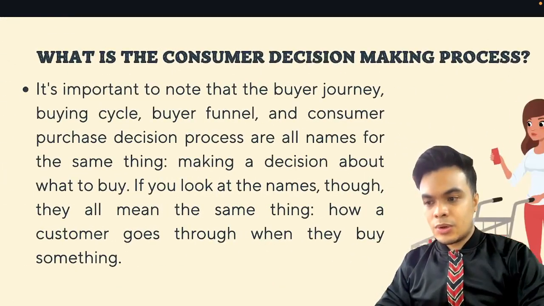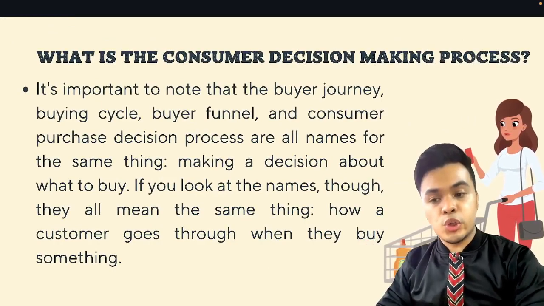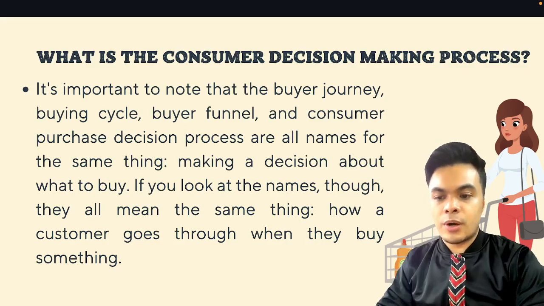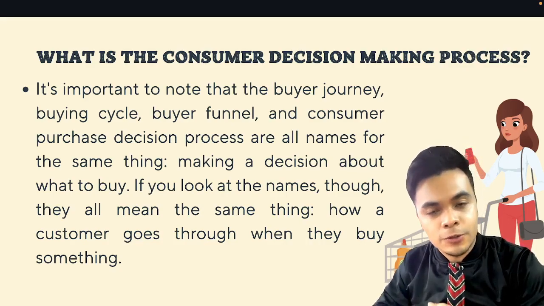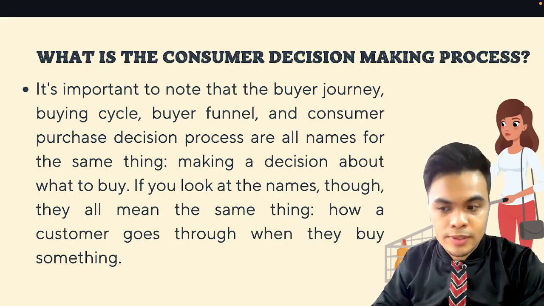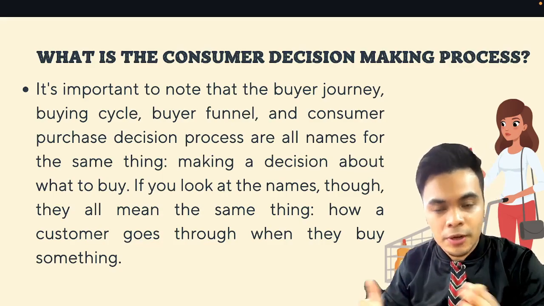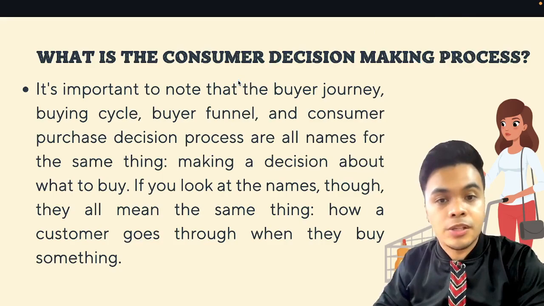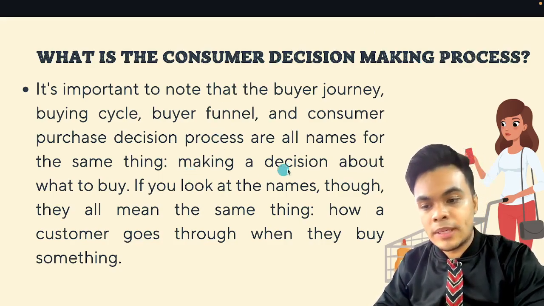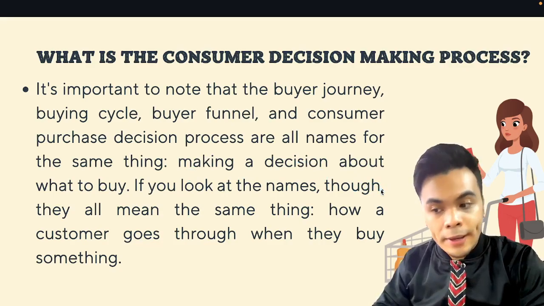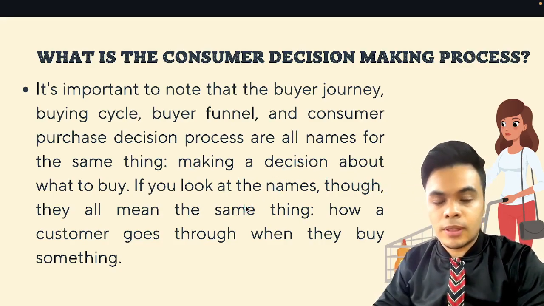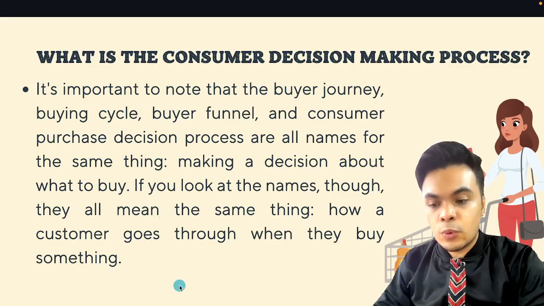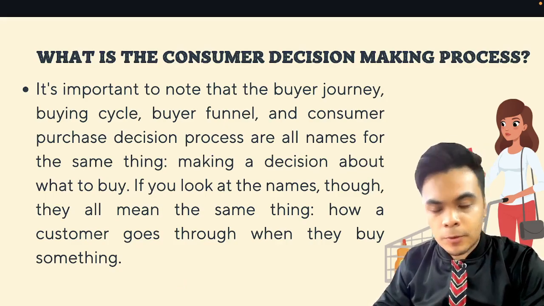It is very important to note that the buyer journey, buying cycle, buyer funnel, and consumer purchase decision process are all names for the same thing. Maybe you have encountered this concept in your past subjects. All of those terminologies are the same. In marketing, we call them the consumer decision making process. So the process includes making a decision about what to buy. All those terminologies mean the same thing: how a customer goes through when they buy a specific item or product.